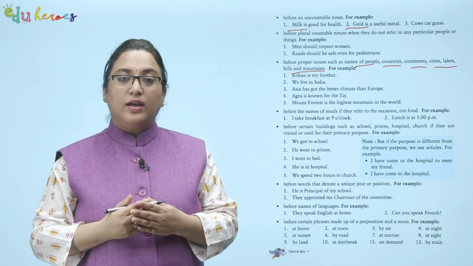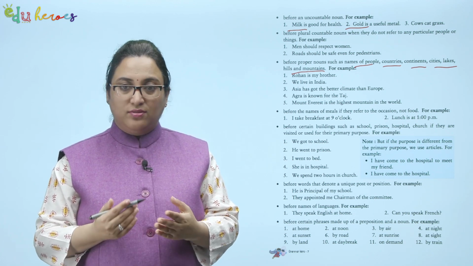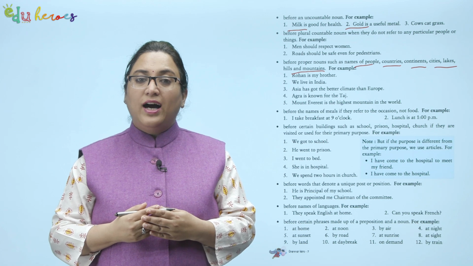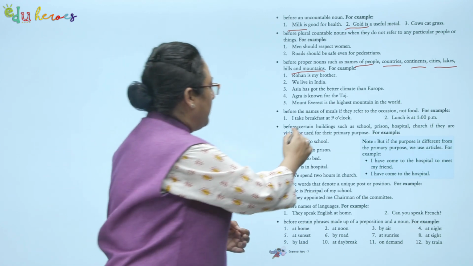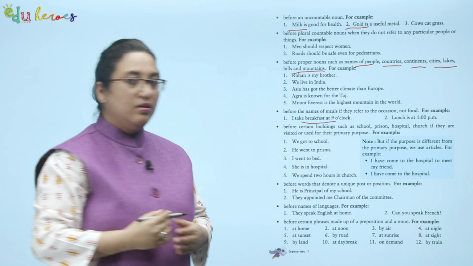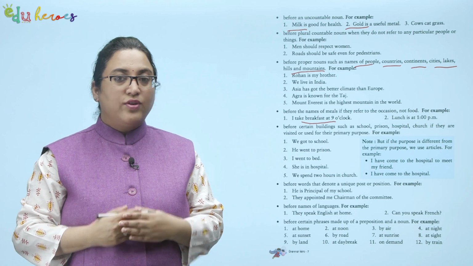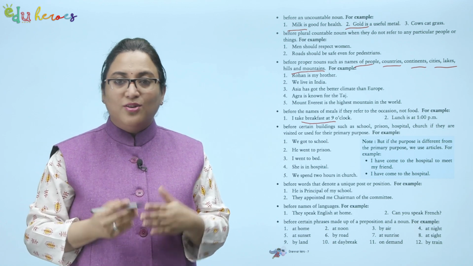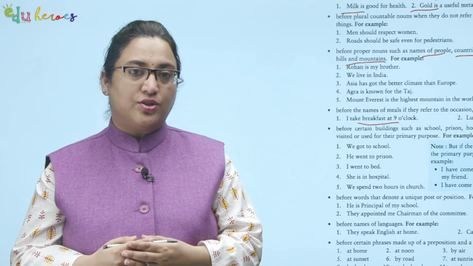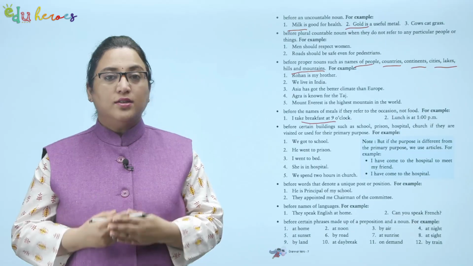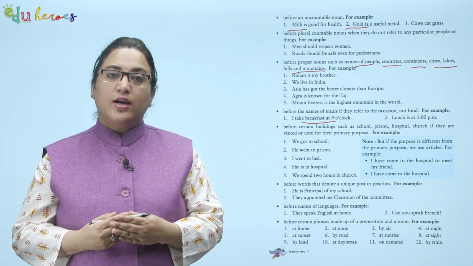Also, before the names of meals if they refer to the occasion, not food. For example, I take breakfast at 9 o'clock. So, this is a meal. Lunch is at 1 p.m. So, we have not used any article before which meal? Lunch.